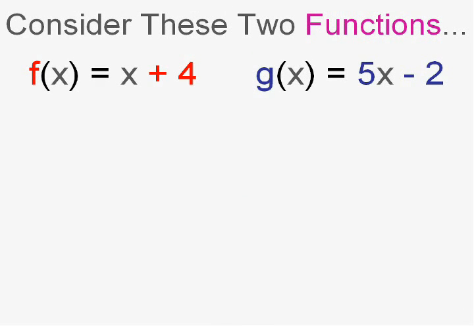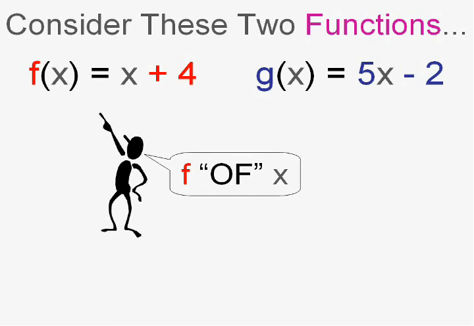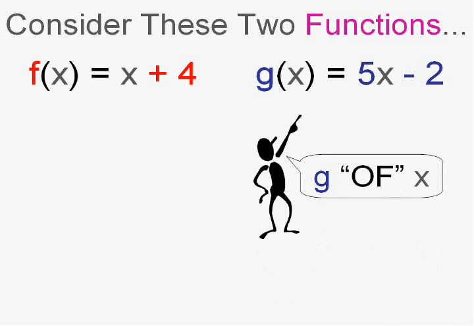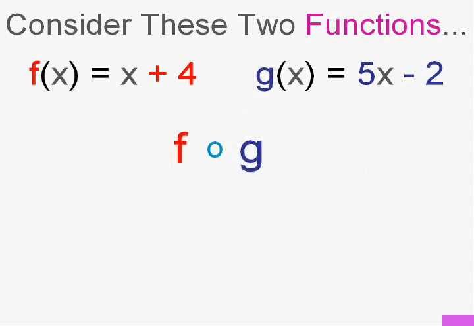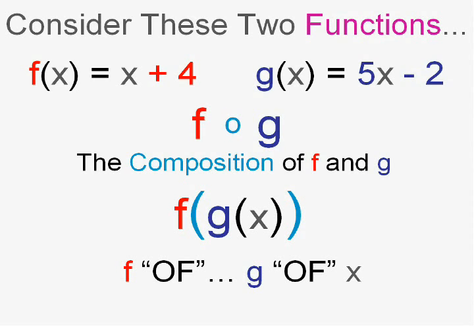Consider these two functions. F of x, which is x plus 4 in this case, and g of x, which is 5x minus 2. F of g, or f composed with g, or the composition of f and g, they all mean the same thing, is really taking the function g of x and applying the function f to that. So it's f of g of x.